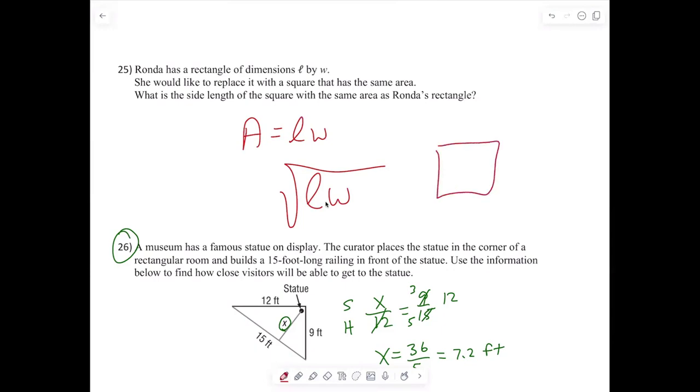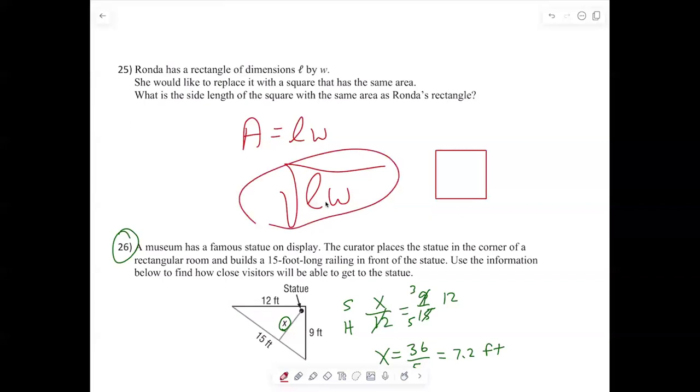What if the area of the rectangle was 25, what would be the area of the square? Or what would be the side length of the square? Right, because you just took the square root of the area. Right?